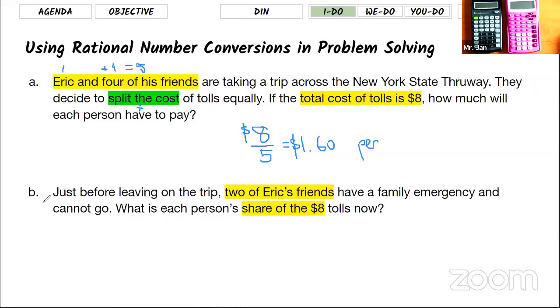Next one is: just before leaving on a trip, 2 of Eric's friends have a family emergency and cannot go, which means they're not going. So how many people in total? The total was 5, and 2 of them are saying, I'm not going because I have a family emergency. So now it becomes 3 people in total. So let's not get confused. And what is each person's share of the $8 toll?